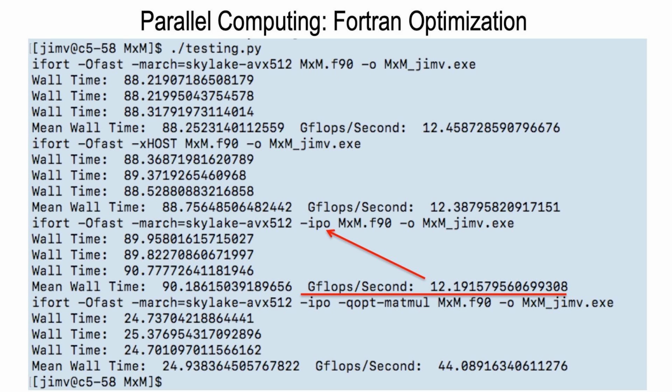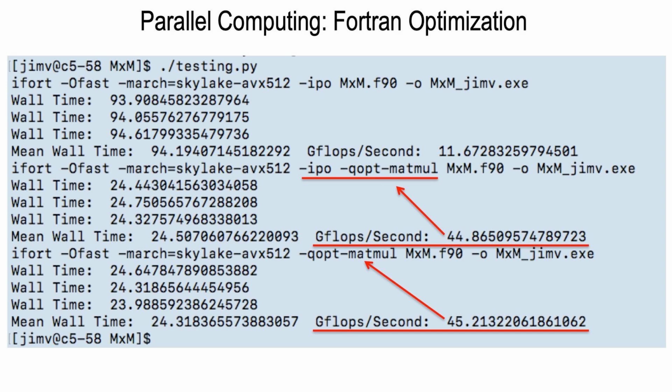Despite the longer runtime, the performance remained steady at around 12 gigaflops. However, we encountered a discrepancy in the performance when using the IPO option, which dropped from about 17 to 12 gigaflops. Interestingly, combining the matmul option with IPO yielded a performance boost, reaching approximately 44 gigaflops per second.